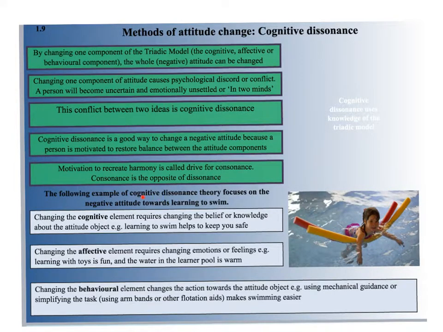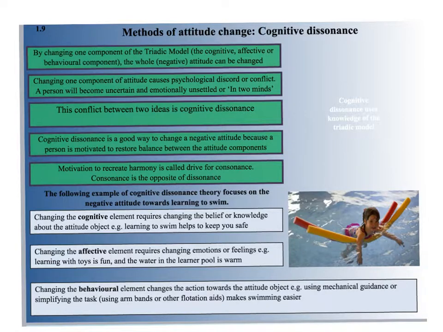Okay, so we'll now have a look at the white section down here, which is an example used for swimming. The following example of cognitive dissonance theory focuses on the negative attitudes towards learning to swim. So let's say this person has got a negative attitude towards swimming. Changing the cognitive element requires changing the belief or the knowledge about an attitude object, e.g., learning to swim helps you keep safe.